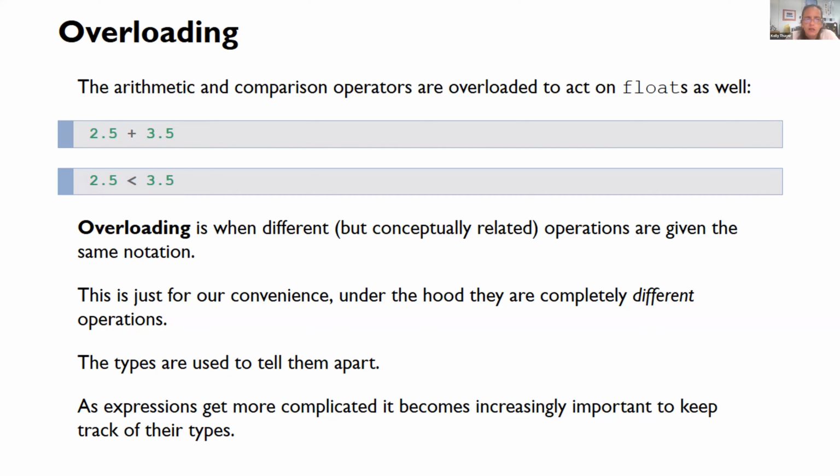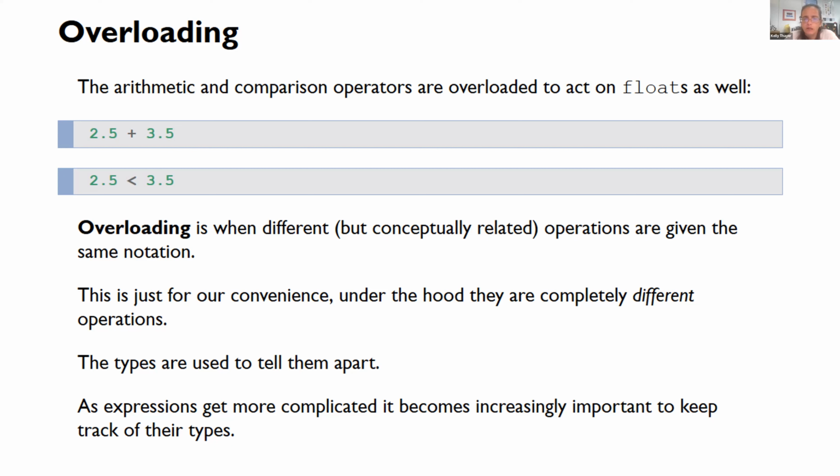And so this gives us the idea of overloading. That is, we're going to reuse an operator to act on various types. So the operator plus, for example, is overloaded to work on a variety of types. Overloading occurs when different but conceptually related operations are given the same notation. It's just for our convenience because the way in which they actually work is different. That means there's separate Python code in order to do these things. The types are what tell them apart.